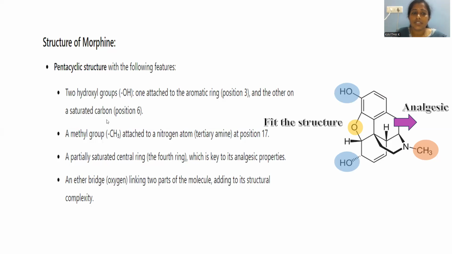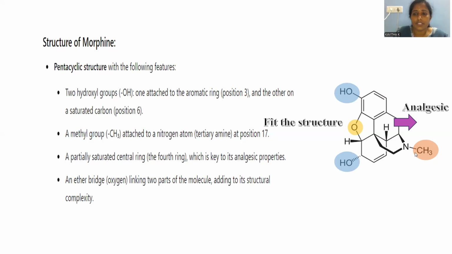Other than the saturated carbon, one hydroxyl is present on the benzene ring, another is present on the saturated 6-membered ring. So the very important part is they used to impart the polarity to the compound. And one methyl group is there, at the 17th position on this nitrogen. This is said to be a tertiary amine.